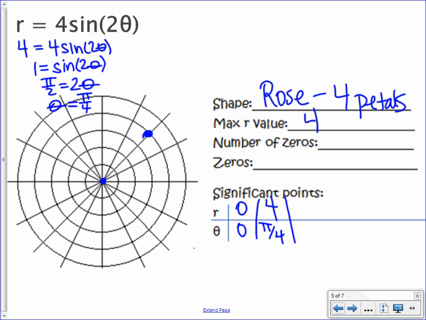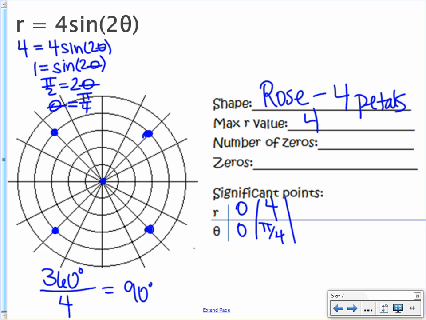So now we have 4 petals. How do we figure out how far apart they are? Okay, we have 360 degrees to divide into 4 petals. So each of these are 90 degrees apart. So if we're at pi over 4, then we're at 3 pi over 4, 5 pi over 4, and 7 pi over 4. Okay, let's count how many times we go through the pole.